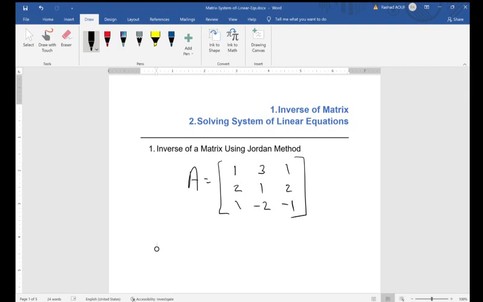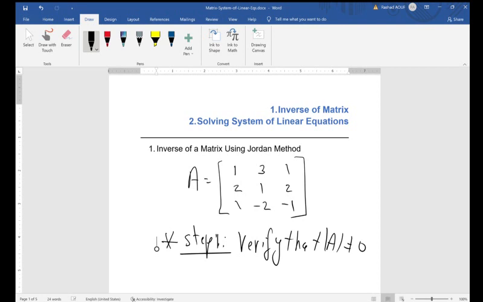I have a matrix A of order 3, which means 3 rows and 3 columns. We call it a square matrix. To have an inverse matrix for a given matrix A, the determinant of A must be different from 0. So the first step, step 1: verify that the determinant of A is different from 0.